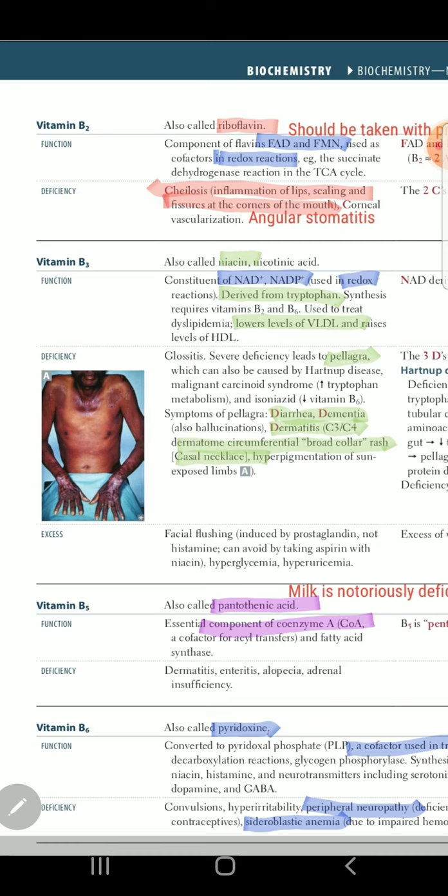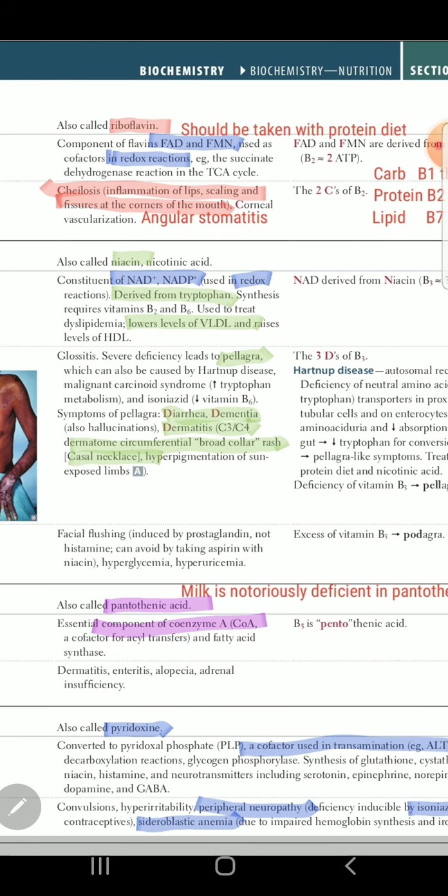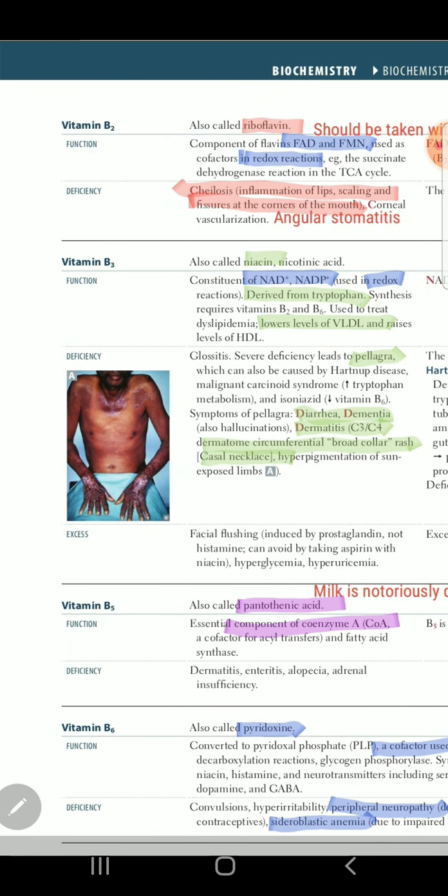Then moving on to B5, we skip B4, it is not there. B5 or pantothenic acid, penta for 5, we know. It is a component of coenzyme A, and the vitamin is important in acyl CoA transfer, and its other name is pantothenic acid. Another MCQ asked about it is that milk is notoriously deficient in pantothenic acid. So these are the important MCQs asked: second name, its function as coenzyme, and milk is deficient.